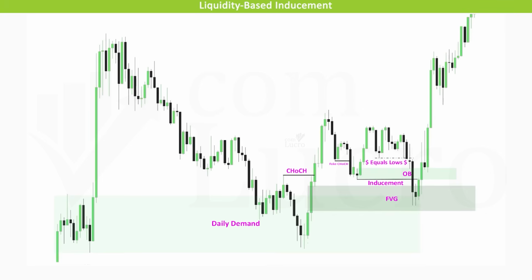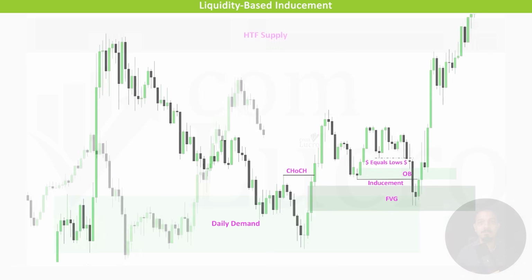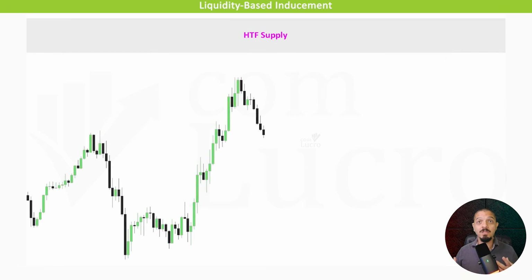Now, you might wonder why price needs to form an inducement right before tapping into the fair value gap. The reason is simple. If price moves directly into an FVG with no inducement, there is no liquidity. Smart money has no fuel to reverse the market. The reaction out of the FVG becomes weak, and the entire setup can fail due to a lack of sellers to buy from. In simple terms, inducement is what creates the liquidity that fuels the move out of the fair value gap. Now let's move on to another trading scenario.